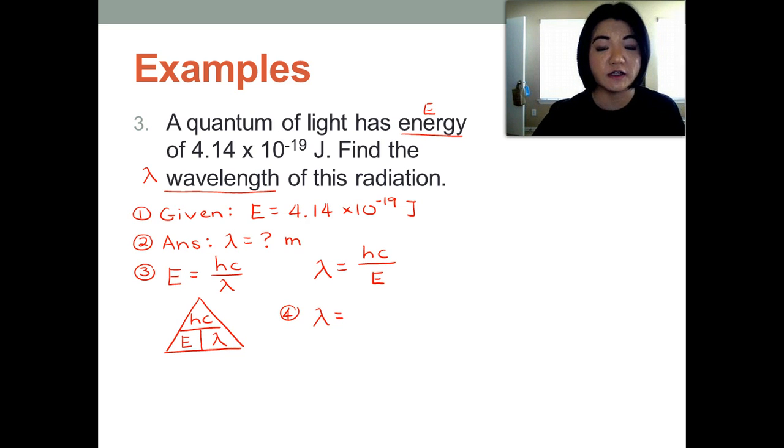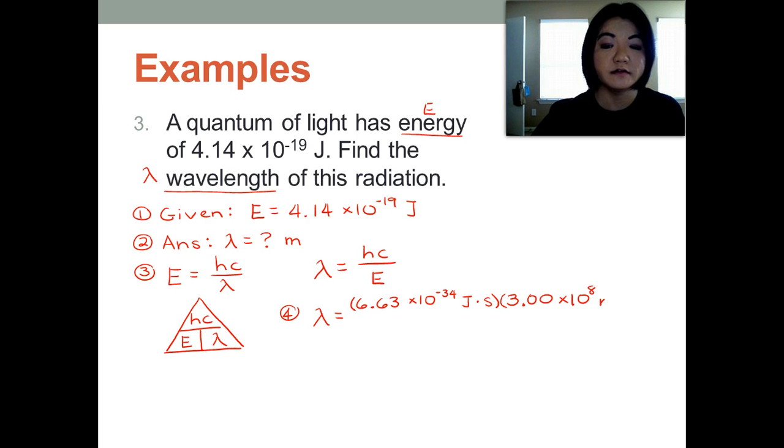Now, fourth step, we're going to plug in. H is Planck's constant. You can look that up in the formula chart, and it's 6.63 times 10 to the negative 34 joules times seconds. And C is the speed of light, which you can also look up on the formula chart. It's 3.00 times 10 to the 8th power meters per second. All of this, let's draw a big line, is divided by the energy in the given, 4.14 times 10 to the negative 19 joules.